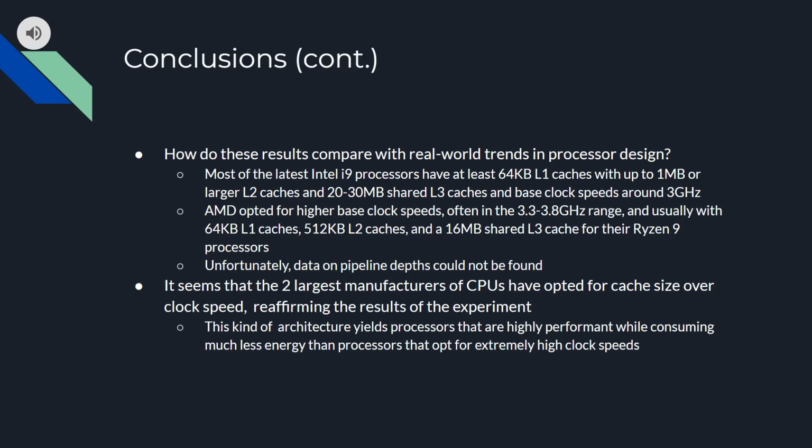The team also attempted to locate information on the pipeline depths of these processors, but that unfortunately proved difficult to find. However, even without this data, it seems that these decisions from real-world processor designers validate the results of our experiments. It's clear from these numbers that both companies opted for cache size over clock speed and presumably pipeline depth, likely because their research identified similar trends to those found in our experiments. Overall, it seems processors that rely on large caches tend to perform better than those that opt for deep pipelines and high clock speeds.